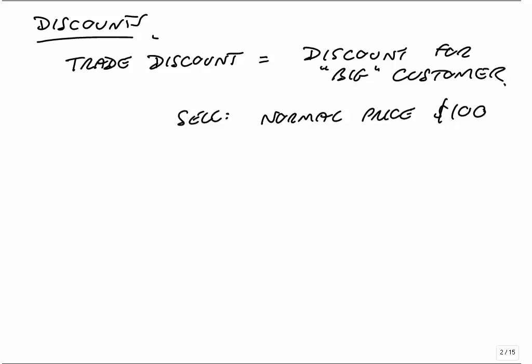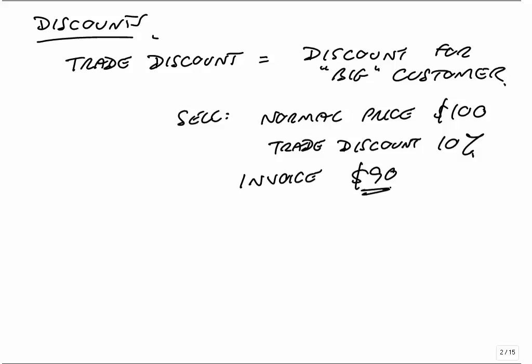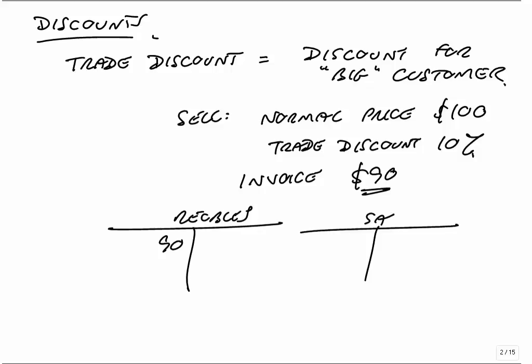But I tell you, you're a big customer. There's a trade discount of 10%. Well, if I've told you you'll get a discount of 10%, I'll only actually charge you, would you agree, 90? And your invoice will be for $90. And as normal, if I invoice you 90, we'll debit receivables, we'll credit sales. Absolutely no problem. No tricks. We're all happy there, I hope.